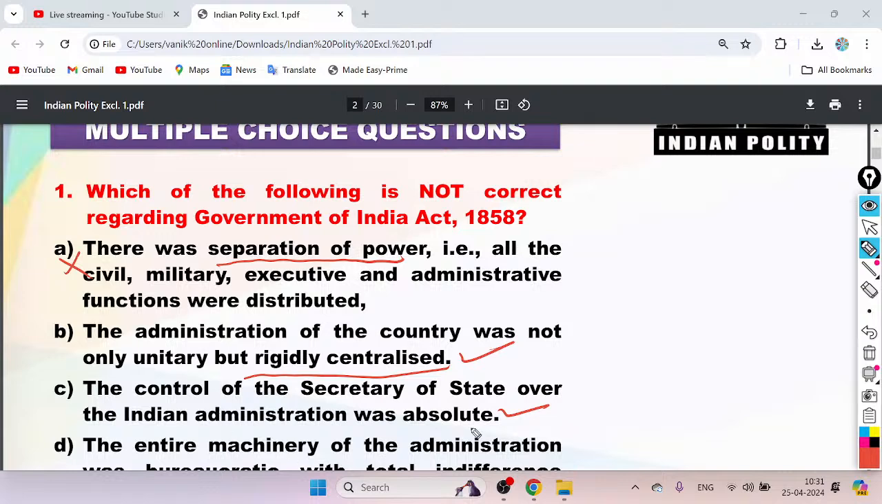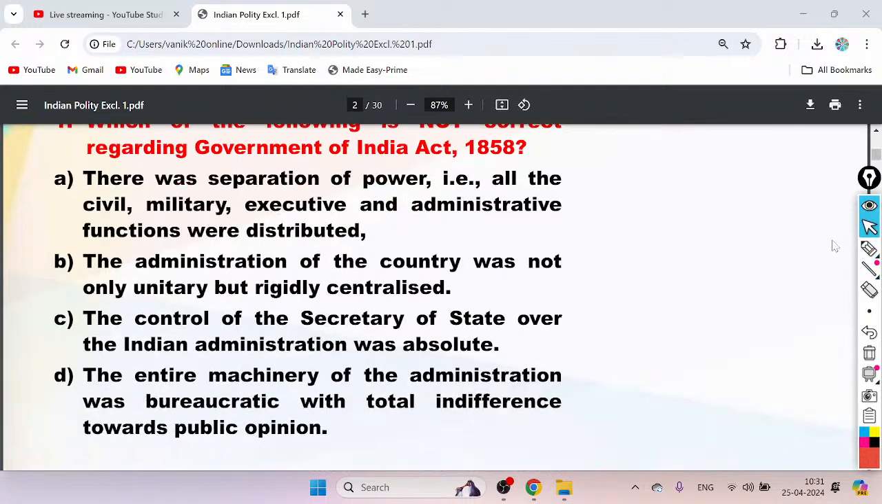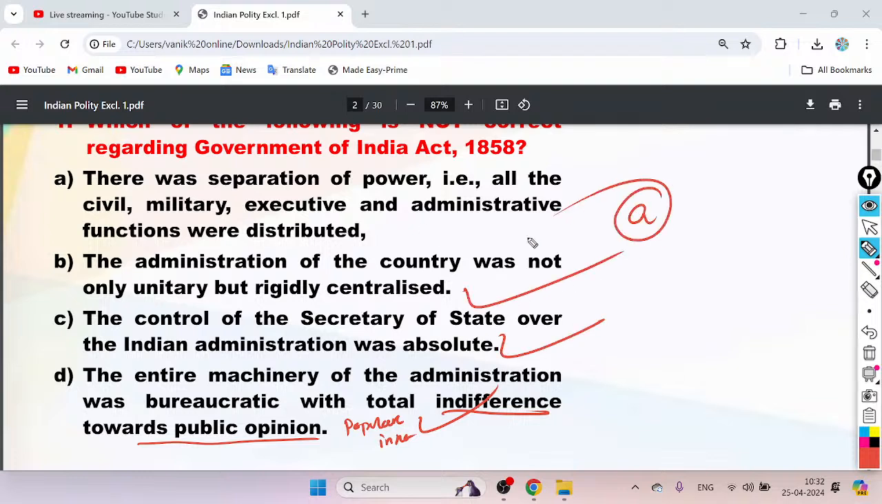The entire machinery of the administration was bureaucratic, with total indifference towards people. It was not a popular government. It was not popular in nature. So it is also right. So the answer is A. Remember, the British did not introduce separation of power. That is the most important thing. So the first option is incorrect.